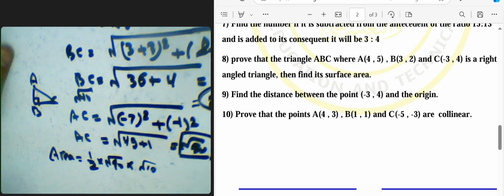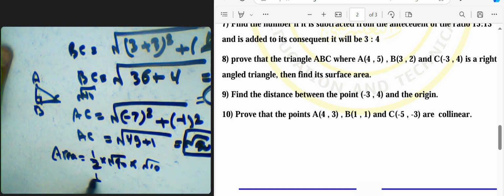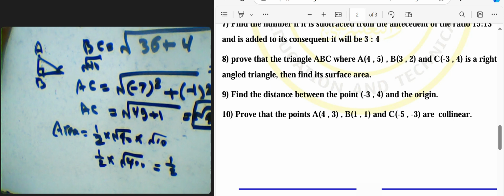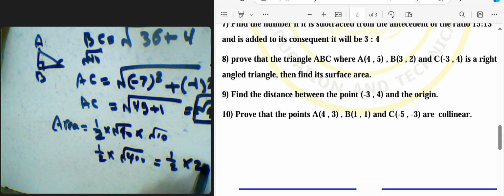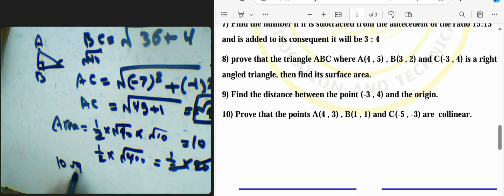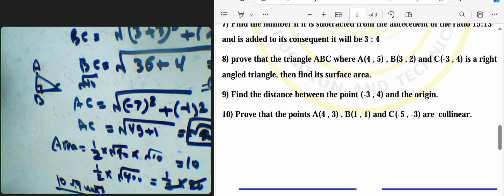And then the area will be equal half product by root of 400. Half of square root of 400, it will be 20. Half of 20, it will be 10. Then the area equals 10 square units. The area will be 10 square units.